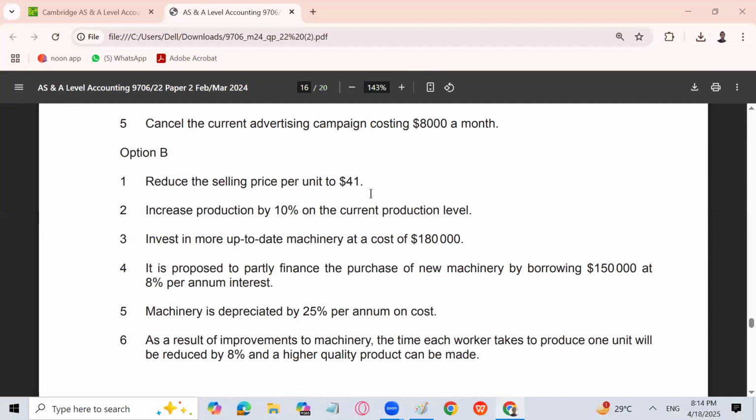Reduce the selling price to 41, increase production by 10% on the current production. So what is the current production? I don't know. Let me see. 9,920.